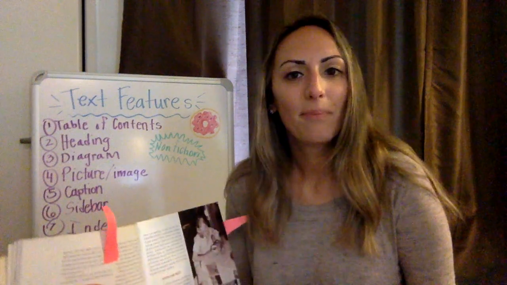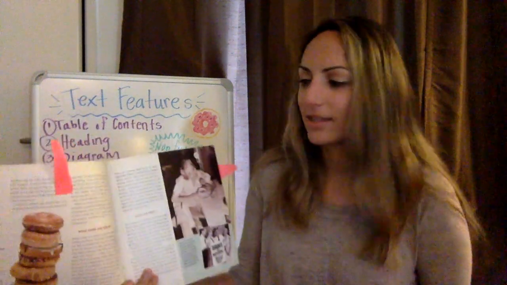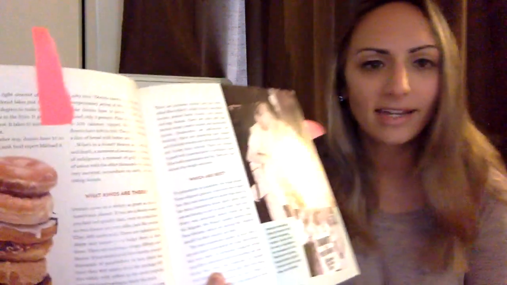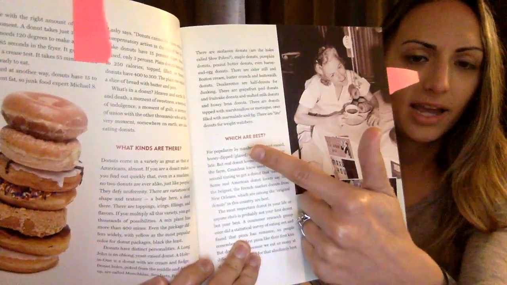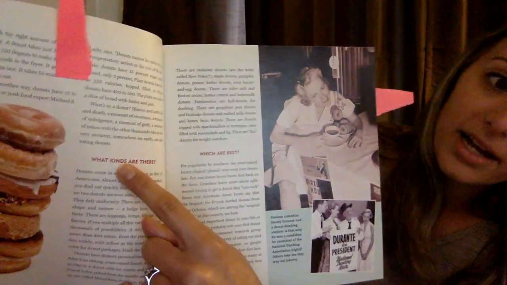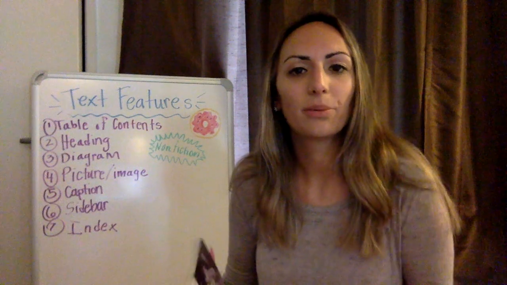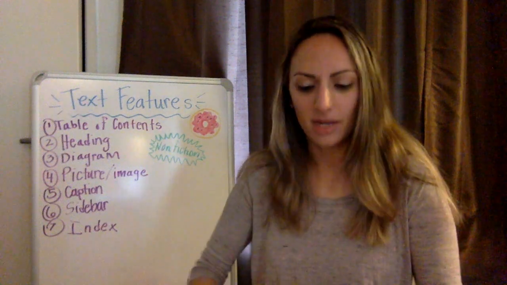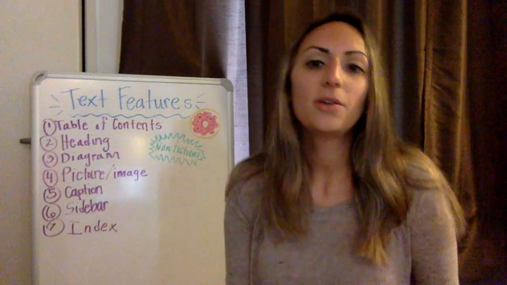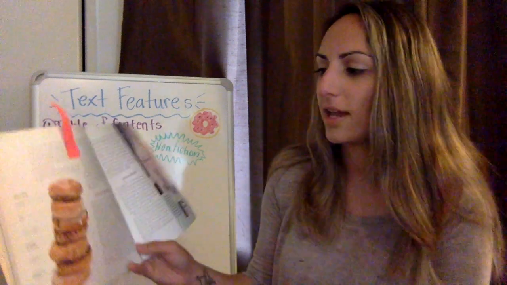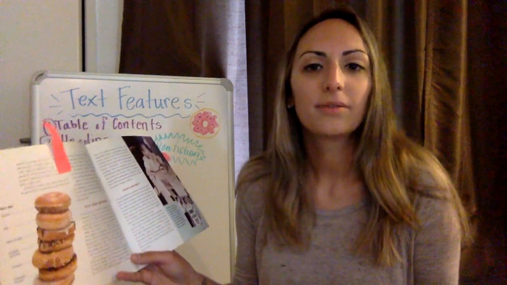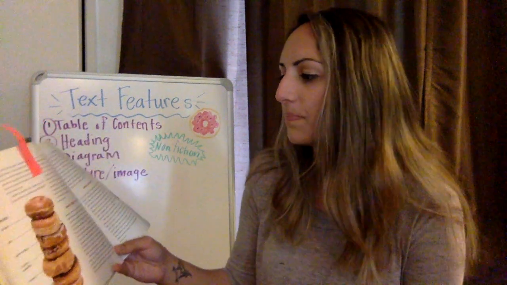And right off the bat, we can notice that there are headings. So this is a heading, and this is also a heading. And headings function also as, like the table of contents gives us a preview and overview of the book, the heading is going to give us an overview or a preview of that section of where we're going to read. So I'm going to read you a quick section of this, and the heading is called What Kinds Are There? So you can use that. We're probably going to read about different kinds of donuts.